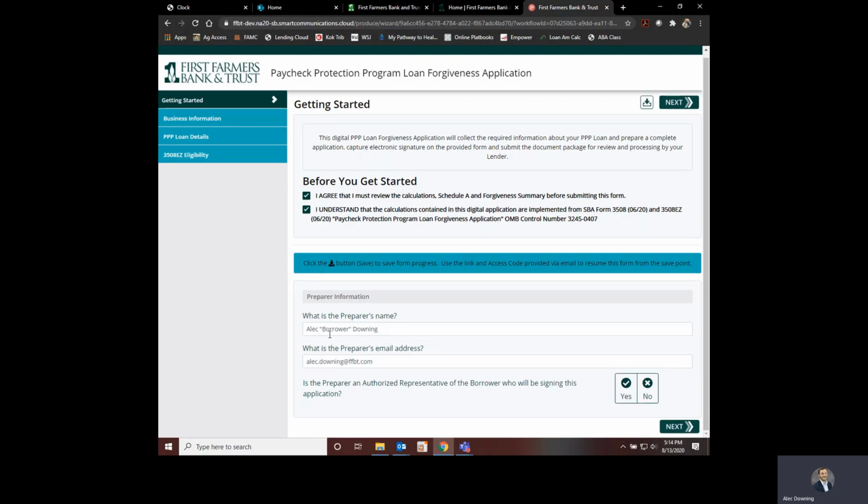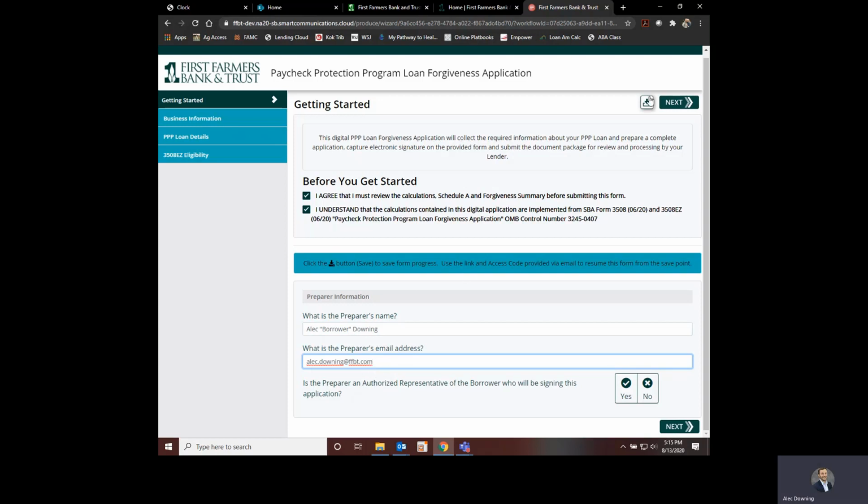So here we go. Starting out, these all should be auto-filled to have the preparer's name, which could be you or an accountant or some designated entity that you have told us. And then this is the email that those links should have been sent to. So that all should be accurate. And a lot of this form will be pre-filled for you.